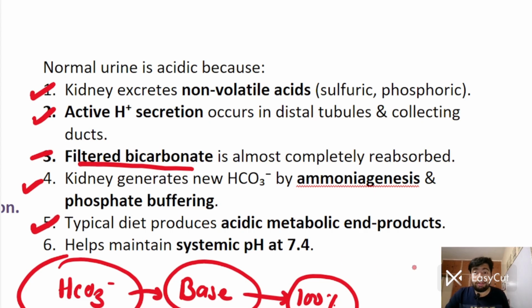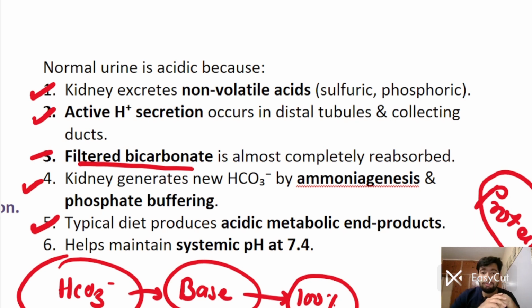Typical diet: whenever a person is on a high protein diet, it results in acidic metabolic products. Whenever you learn protein metabolism, the end products of protein metabolism will be acidic and will be secreted in the urine. That's why normal urine is slightly acidic. And why is it important? It helps to keep systemic pH at 7.4, so your normal urine should be acidic. If you answer this in a viva, that will be a very good sign that you are going in a good way. So this is the reason why normal urine is acidic.